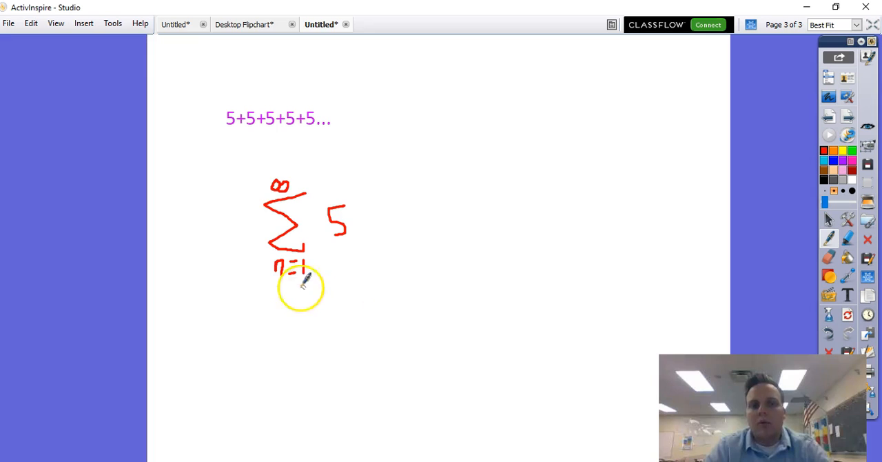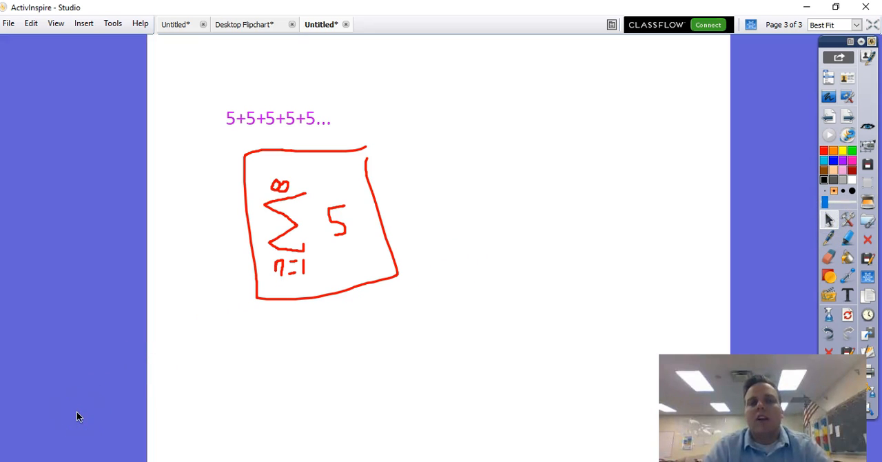So the first term is 5. The second term is 5. The third term is 5. So bam, that's all you have to do. This is written in summation notation. It's just kind of a clever thing, just something to be aware of. I just think it's kind of cool. Most of you probably could figure that out without me saying it, but I just wanted you to see it.